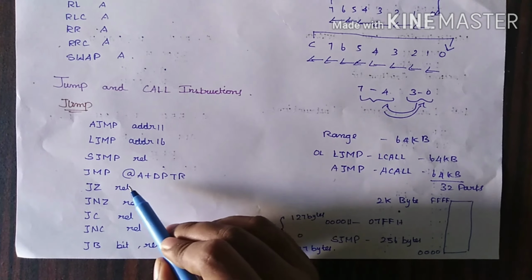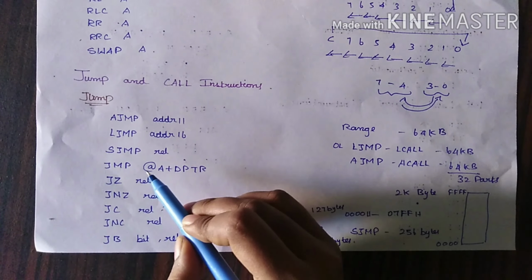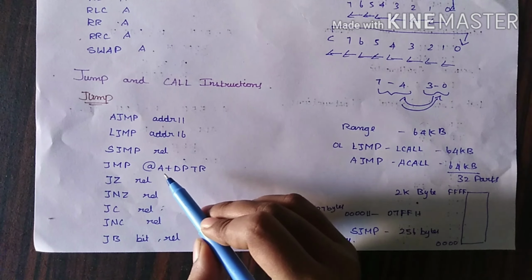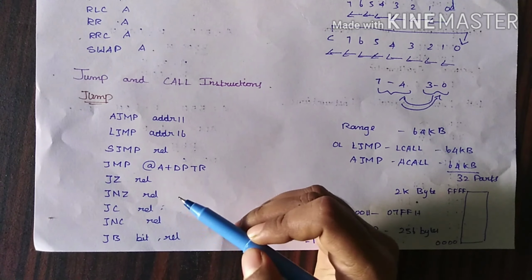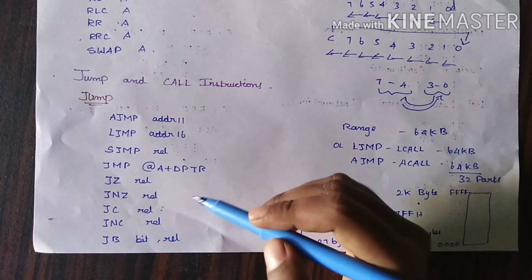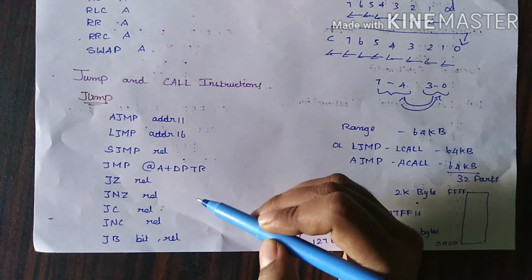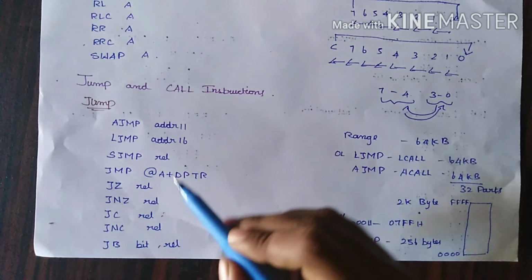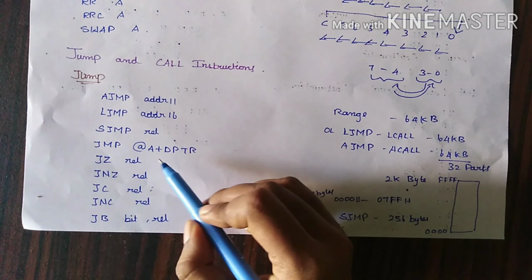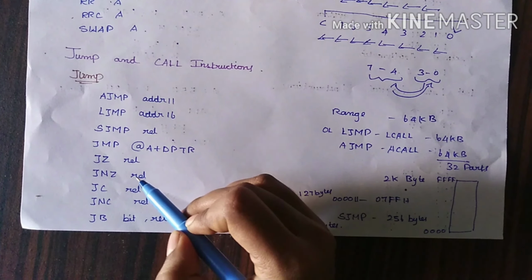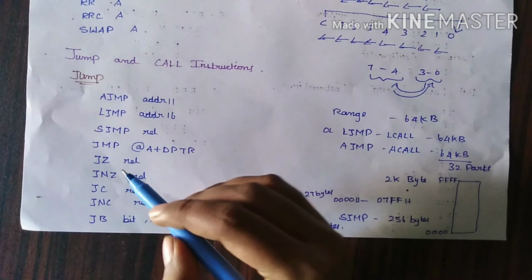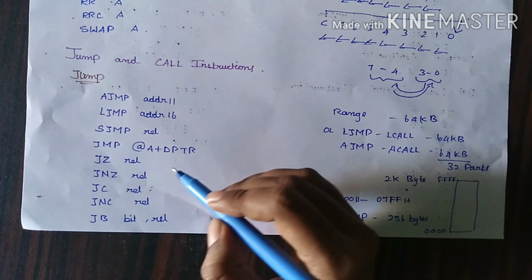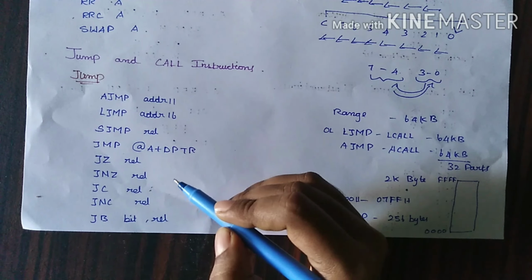And the next one is JMP @A+DPTR. Here the contents of the accumulator and data pointer will get added, and the result will be loaded in the program counter, so that it can change the flow of control to that address. And the next instructions are conditional jump instructions. That is, if a condition is satisfied, then the jump will occur, or else the further instructions will proceed.